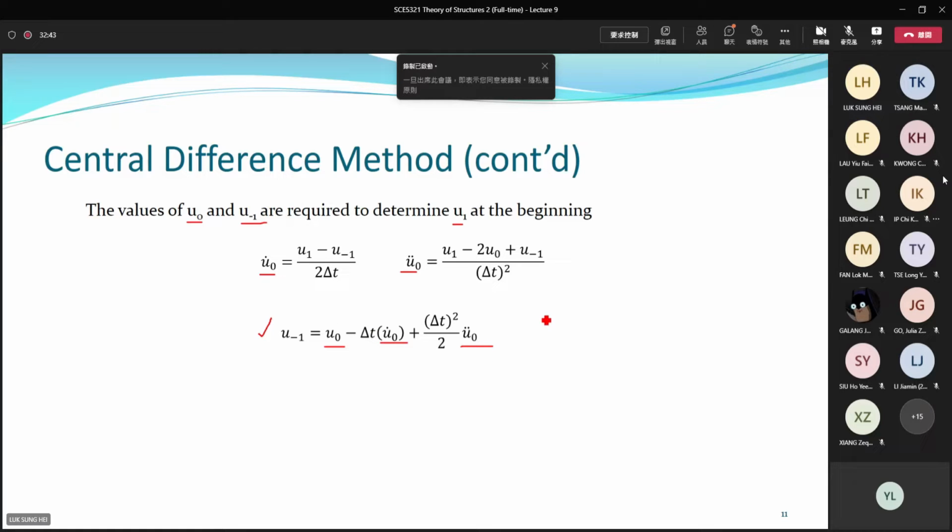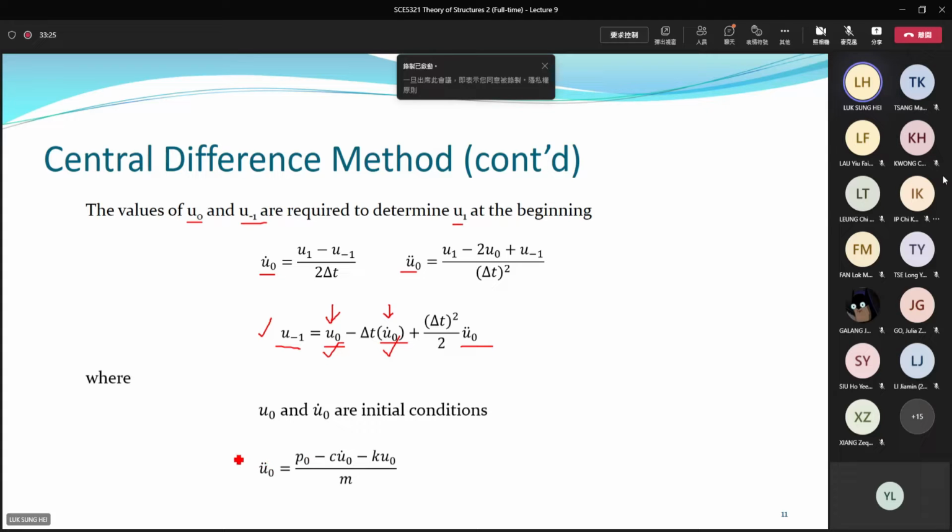What are they? u0 is the initial displacement. u dot 0 is the initial velocity. Actually, you know what happened at time equal to 0, right? You know what happened at the beginning of the structure. Normally, we assume that the structure is at rest at the beginning. At rest means it has no displacement, no velocity, 0 and 0, okay? But at least you know what happened at time step 0. You can use it to estimate what happened for this special term, u minus 1, something before time equal to 0. You may use this equation to calculate what happened at this special time step, minus 1.